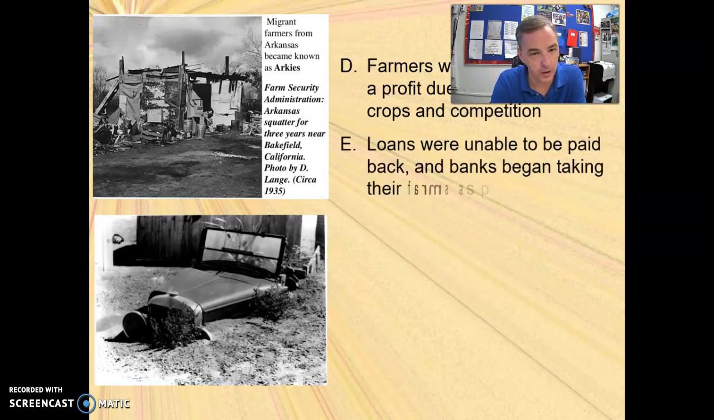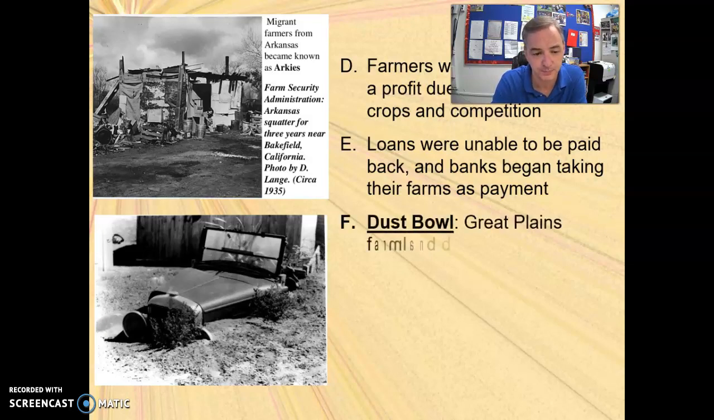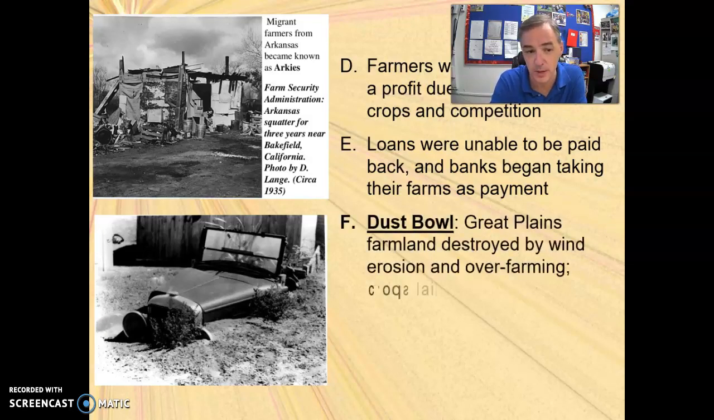Of course, farmers also took loans out to pay for farm extensions, to pay for equipment. They no longer have the money to pay off those loans. Banks begin to come take their loans. Another issue is really environmental.